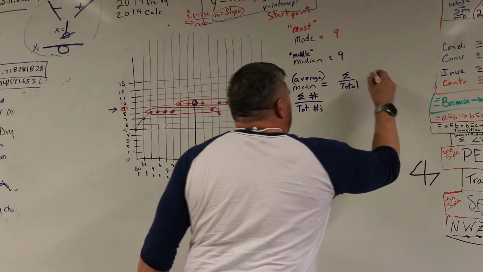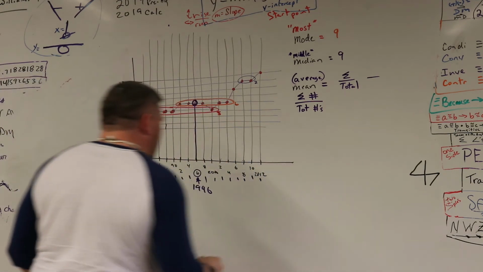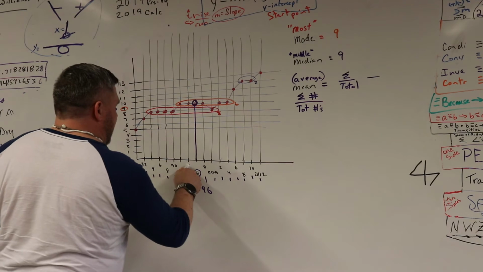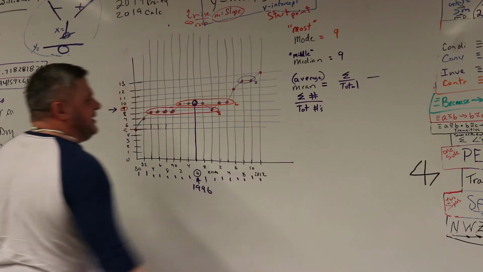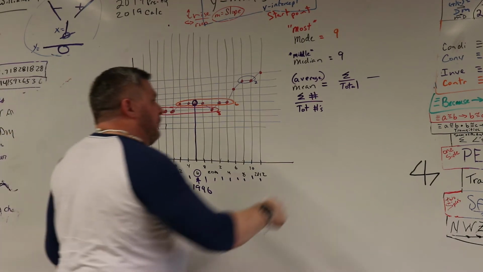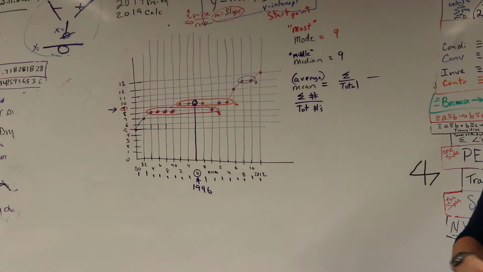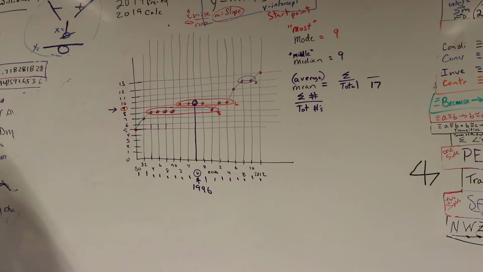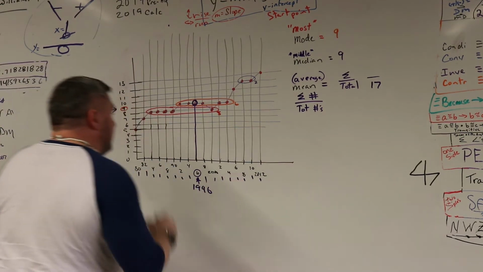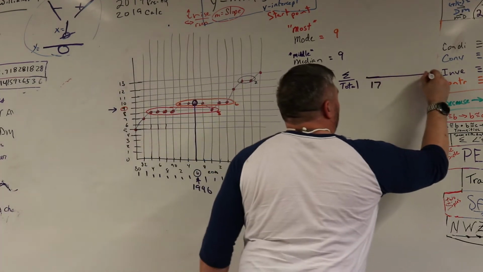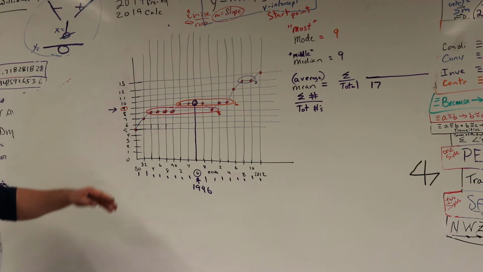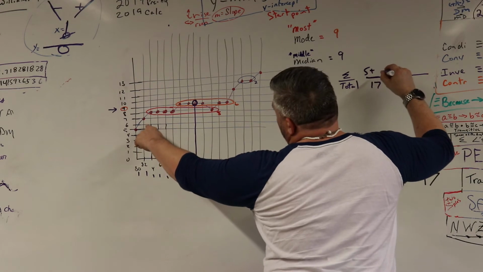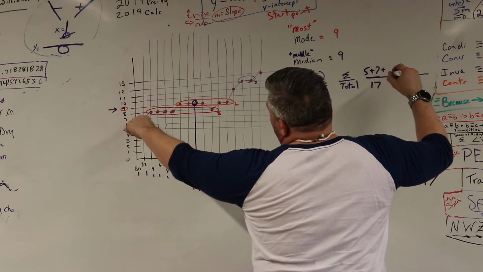Okay? So when we look at this, it's going to look pretty intense. We're going to go, there's 1, 2, 3, 4, 5, 6, 7, 8, 9, 10, 11, 12, 13, 14, 15, 16, 17. There's 17 numbers, right? There's 17 data points, in other words. Okay? So the total amount of numbers is 17. But the sum is going to be a lot more than that. Because we're going to have 1 5, right? So we're going to have a 5 plus a 7 plus 4 or what?